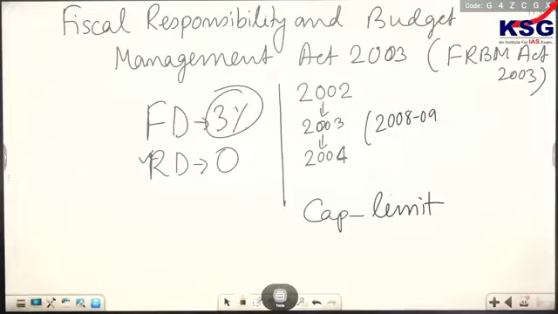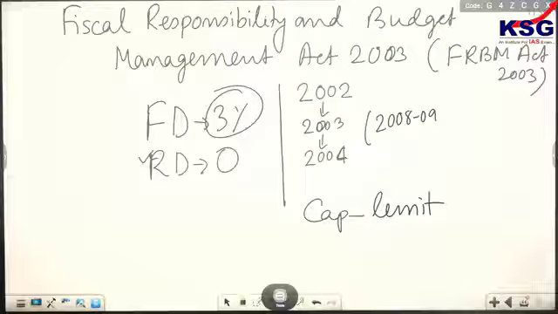Full stop. And please write in brackets "long term", because short term it is still allowed. Long term it's not allowed, but in the short term governments can manage it. But even for long term it is allowed in a special case.